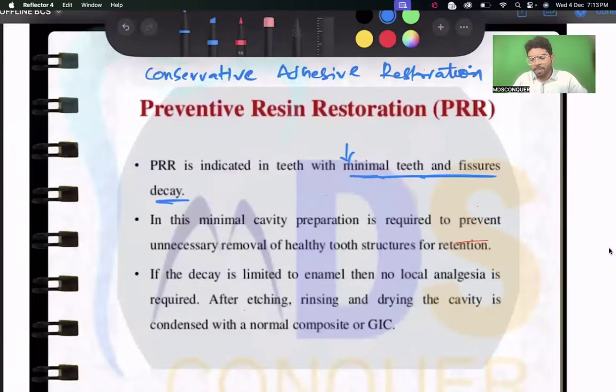It is a minimal cavity preparation that is required to prevent the unnecessary removal of healthy tooth structure for retention purpose, like what we did previously in amalgam. If the decay is limited to the enamel, then there is no need of local anesthesia. After etching, rinsing and drying the cavity, it is restored with a normal composite or a GIC.